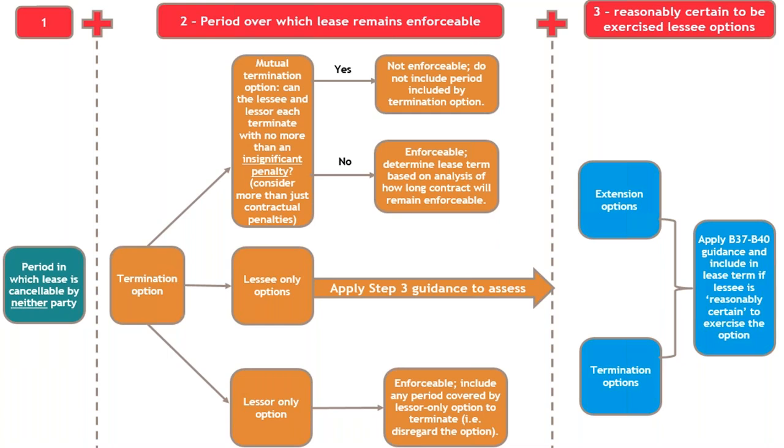I'll have to get new equipment shipped in. So I would say no, it's enforceable. And now I do a similar analysis to what I did for the previous example in step 3 around reasonably certain to exercise that termination option or not. So again, we get to the 7 years. So you can see it's important to step through the process.